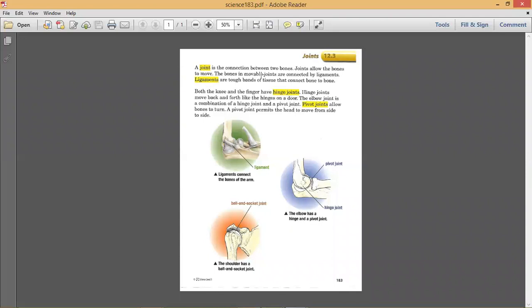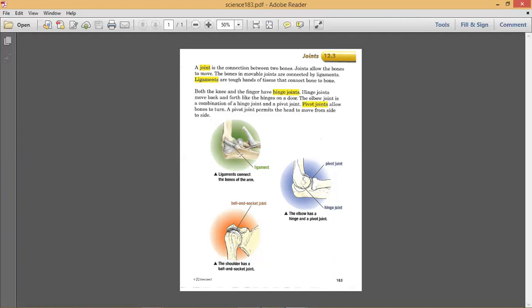The bones in movable joints, that means those joints that can move, are connected by ligaments. Now these are science words, okay? Ligaments are tough bands of tissue that connect bone to bone. Now, we're not talking about tissue papers or tissue rolls here. Now, I want you to look at this movable. This is an example of a movable joint.